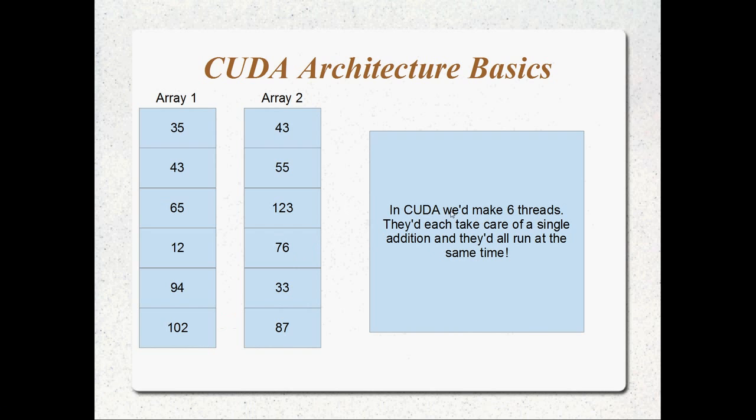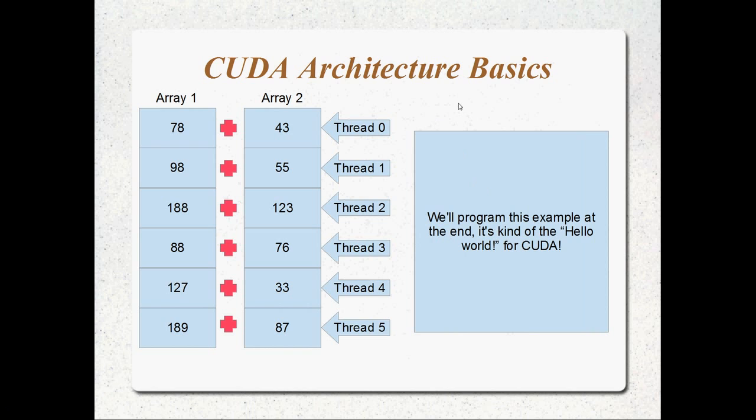In CUDA, on the other hand, we make 6 threads, and each thread takes care of a single addition, and they're all performed at the same time. So instead of a loop of 6 iterations, we make 6 threads. So maybe the first thread, thread 0, would take care of the first addition, and the next thread would take care of the second addition, and so on. But they would all run at the same time.